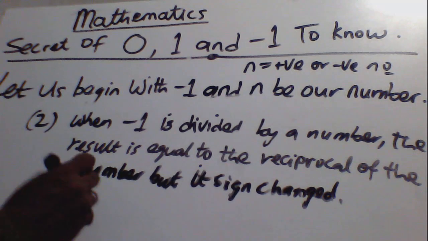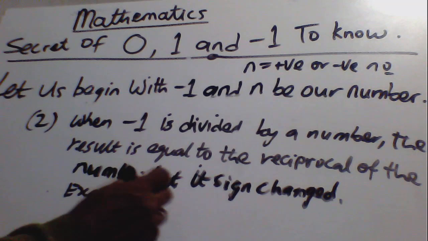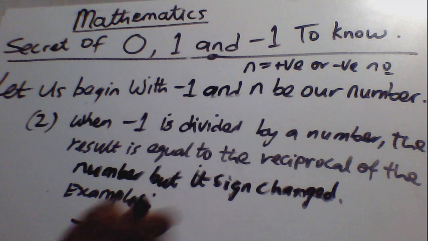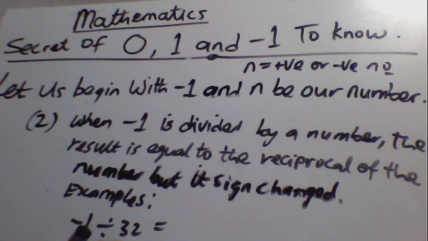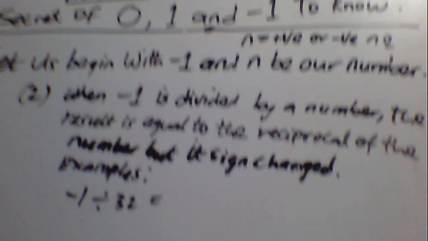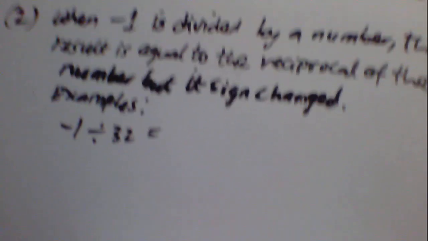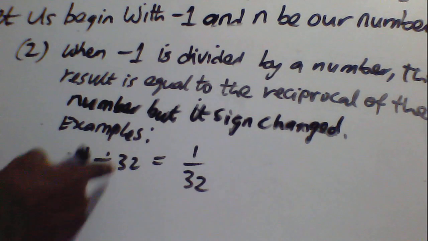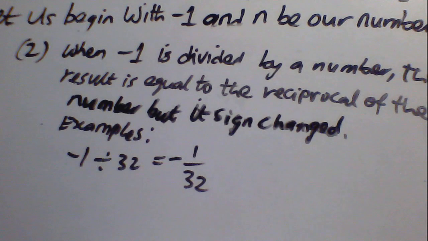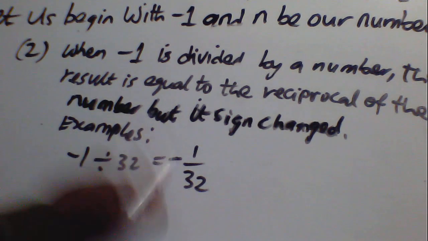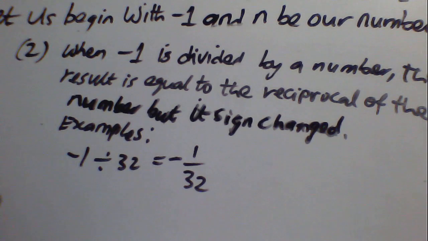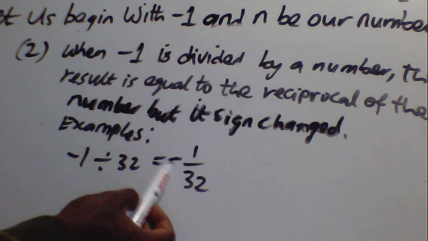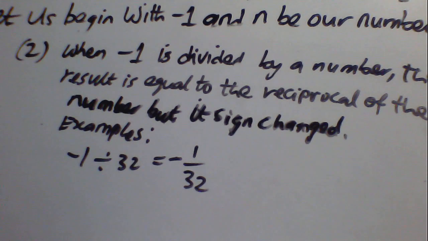So for example, minus 1 divided by 32 is equal to the reciprocal of 32. The reciprocal of 32 is 1 over 32. The sign changes to minus here. It is plus, it becomes minus because of minus 1. So that is it. It is the reciprocal of 32, but the sign changes from plus to minus.